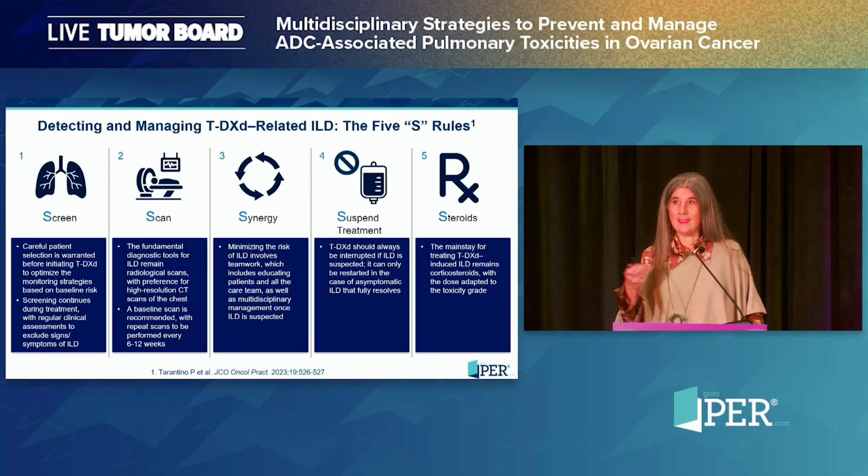If you're on an ADC, even if all the disease is in the abdomen and pelvis, you have to get a chest CT, which some people don't do. Now you have to get a chest CT to monitor, and sometimes insurance pushes back on that, which is really annoying. It's a must do. We have to monitor the lungs when patients are on ADCs.